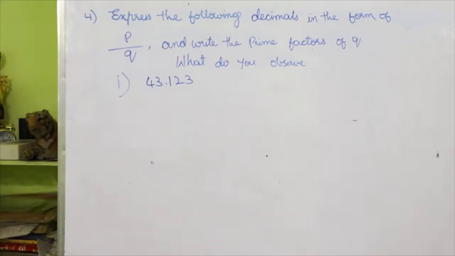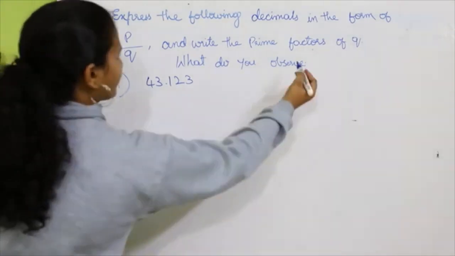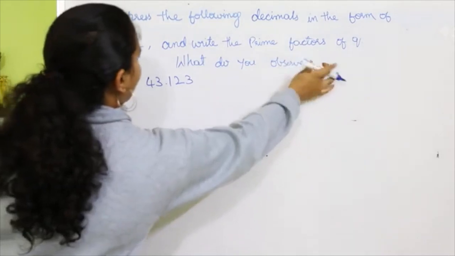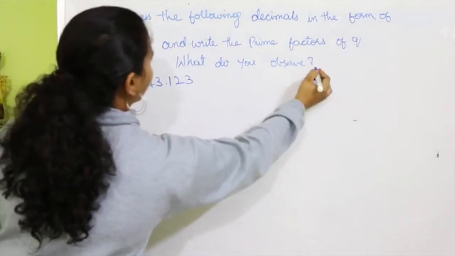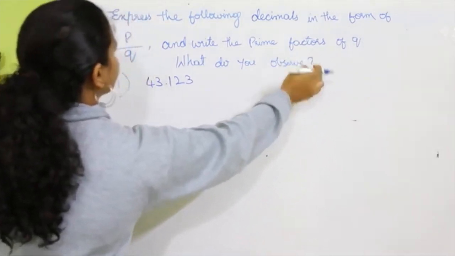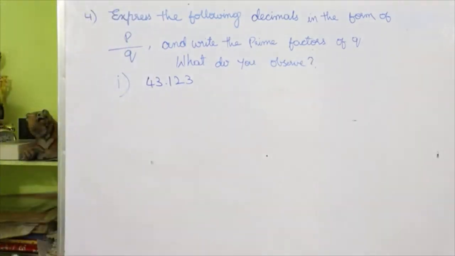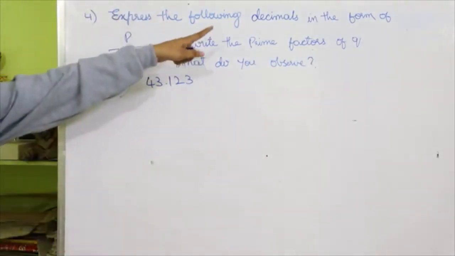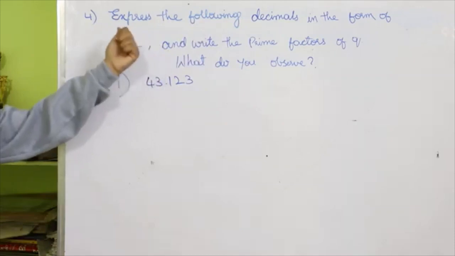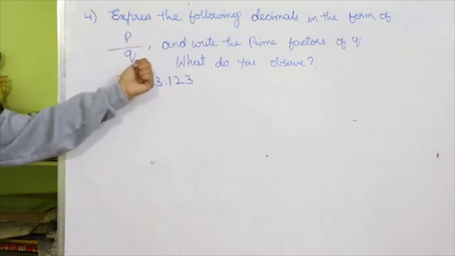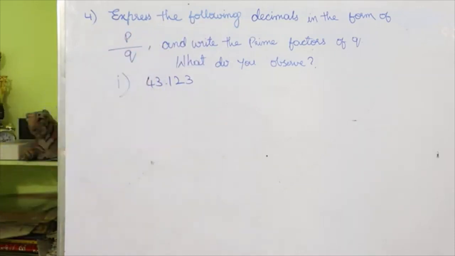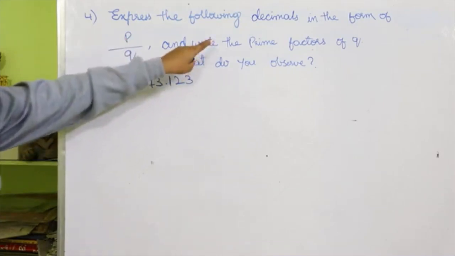What do you observe? So here they are given, express the following decimals in the form of p by q, guys. So they are given what? Express the following decimals in the form of p by q form where p and q are integers, where q is not equal to 0. We know that. Now we must express the given decimals.